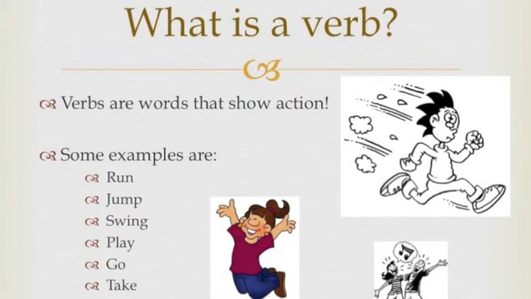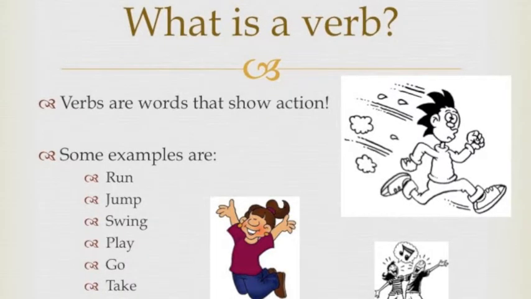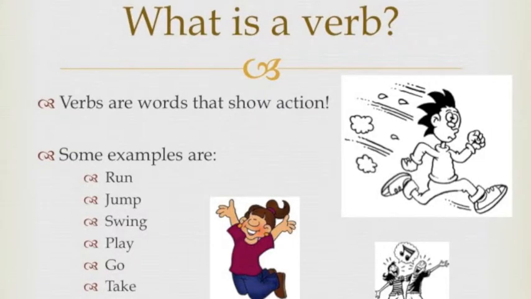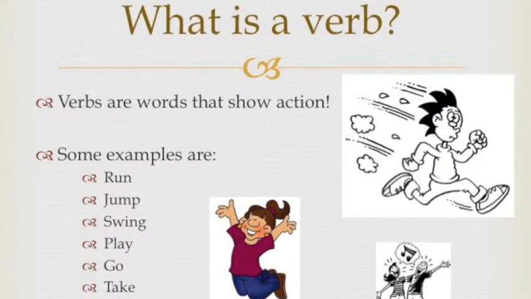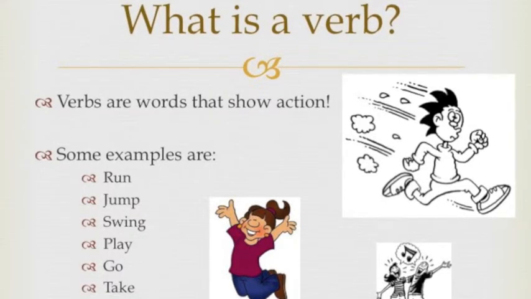First thing that we need to look at is, what is a verb? We've studied these in previous lessons, but here's just a refresher. Verbs are words that show action. Some examples are run, jump, swing, play, go, and take. Verbs are things that you do. Can you give me some examples of some verbs?